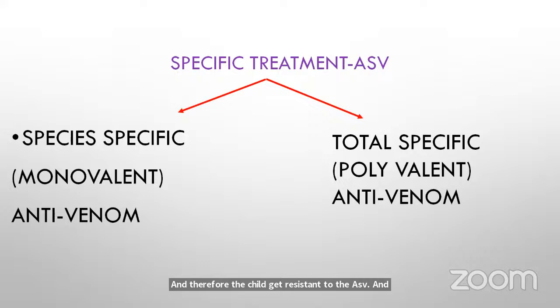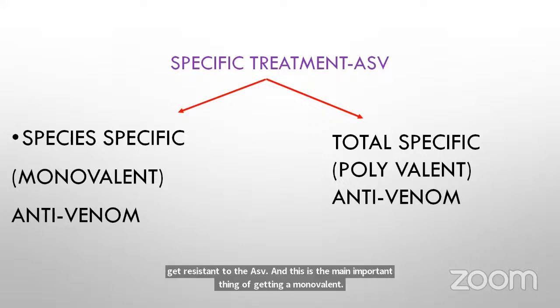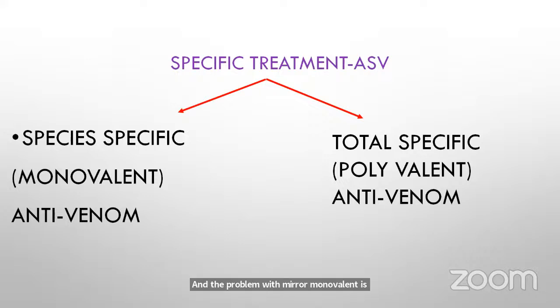Now the problem with monovalent antivenom is that availability is very difficult, first thing. And the most important thing, we really don't know the snake because we don't promote that you kill the snake and bring it. So if the parents have not identified the snake, then it's very difficult to know which type of snake it is. So at present, we only use polyvalent antivenom. Next.